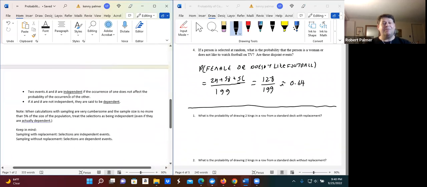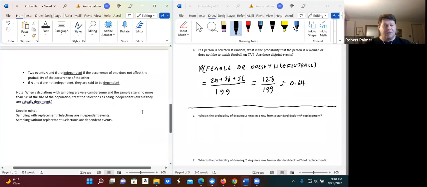Now it says two events A and B are what are called independent if the occurrence of one does not affect the probability or the occurrence of the other. And if A and B are not independent, they're considered to be dependent. Also, a few more notes here.